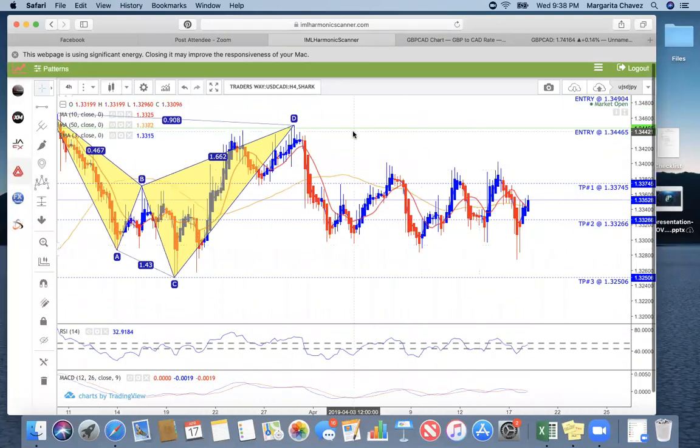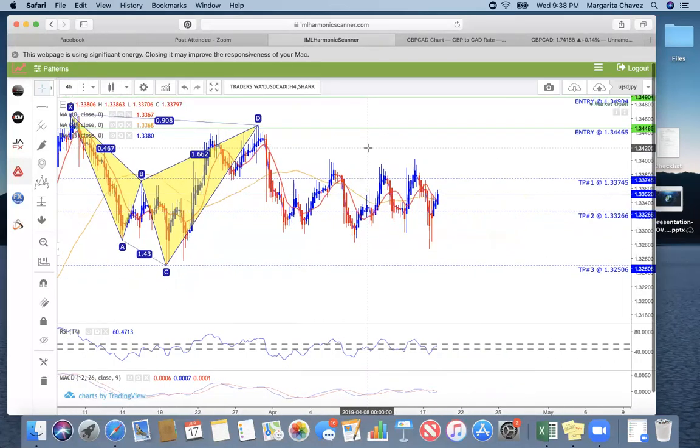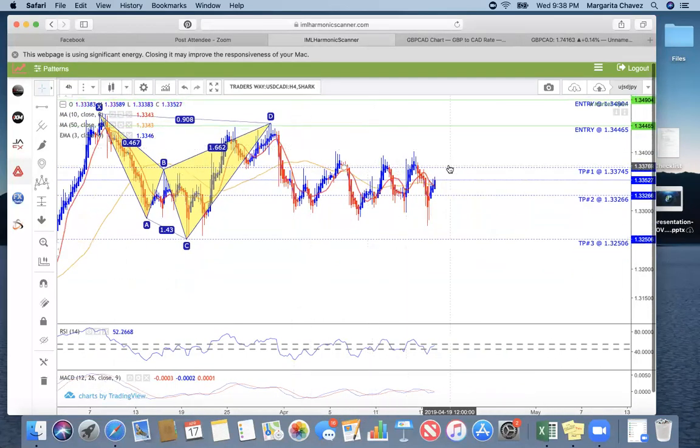Okay, so let's look at this one. This is United States, Canada. So this predicted it was going to go to take profit 3. So if I were to, hypothetically speaking, go to sleep, put a sell in, this is what it would have done. This is super indecisive. I mean, this is when people scalp.